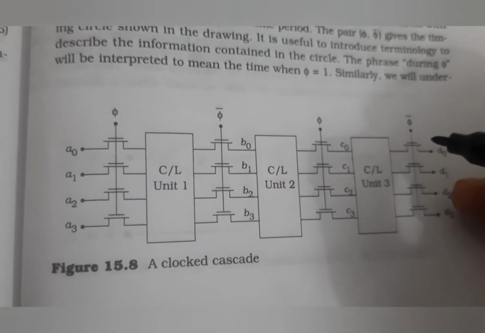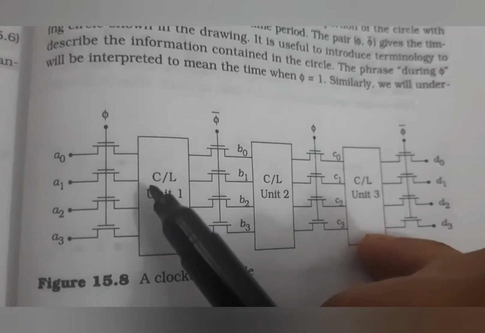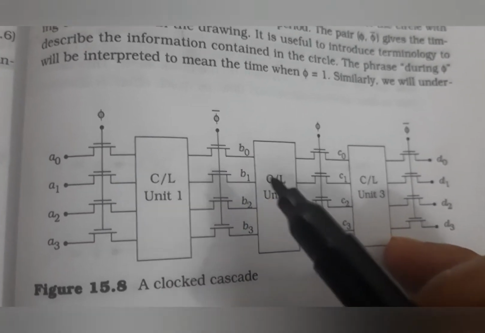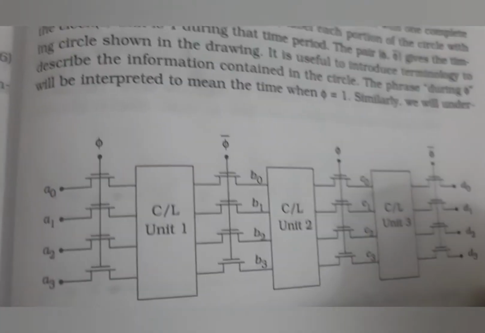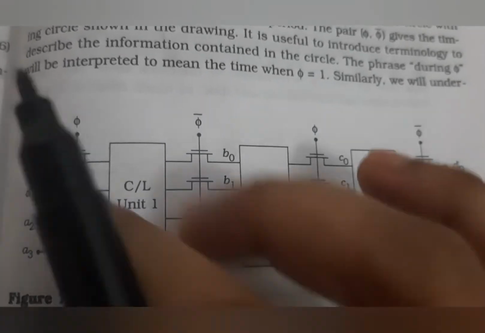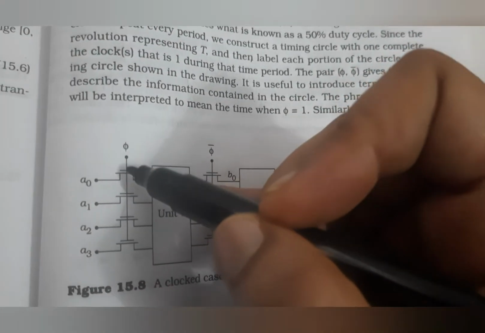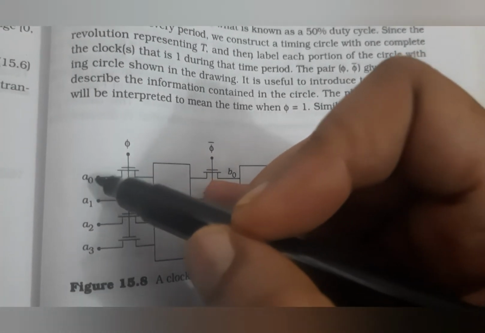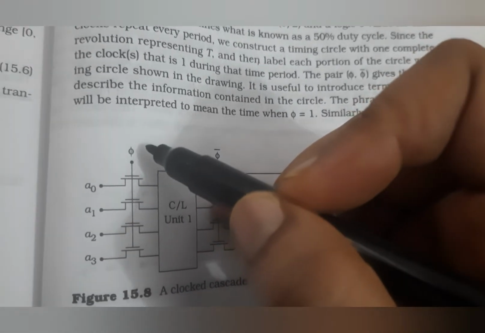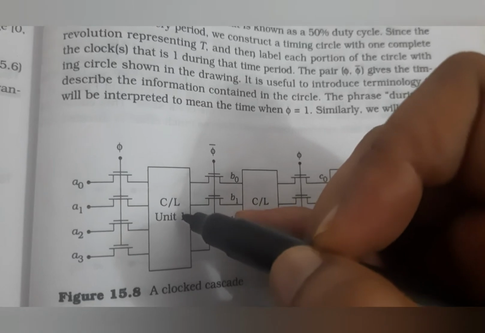So this is a clocked cascade connection, and now I explain how we control this system. These are combinational logic unit 1, and inside that it performs any combinational logic, and this clock defines the entire delay of this function. This NFET is the clock control device, and when the clock is 1, it passes the A0 value here and acts as a closed switch. So when this clock is equal to 1, these A0, A1, A2, A3 values are passed to this combinational logic unit.